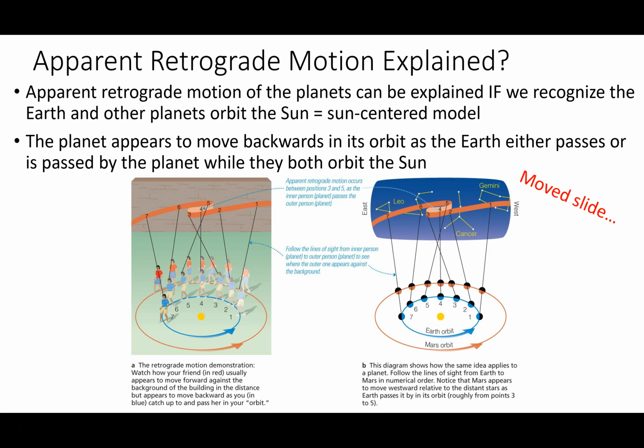Here's another figure, a couple of figures to show you the same thing. It's all about sun-centered. And here we have, this would be the Earth, and this would be Mars. Of course, we have the Earth here and Mars here. It's as the Earth goes faster than Mars that we start to see this. So if you look at positions 4 and 5 especially, what's happening is we're overtaking it, it being the planet Mars.